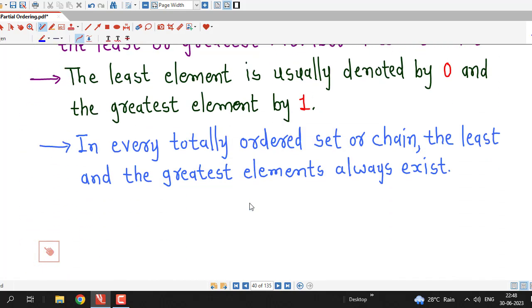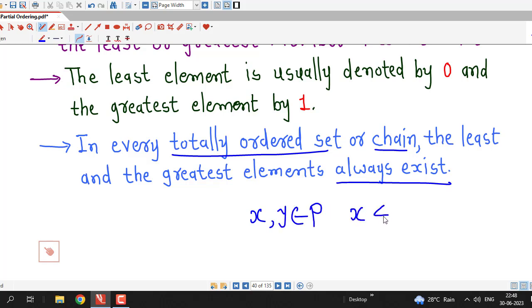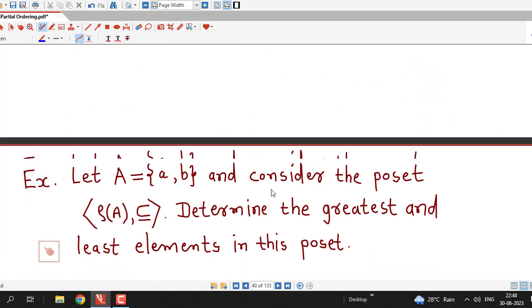And if I have a totally ordered set or chain, the least and greatest elements always exist. In a totally ordered set, we know that if we take any two elements, then either x is related to y or y is related to x. So therefore, if I have a totally ordered set or chain, then the least and the greatest elements always exist.